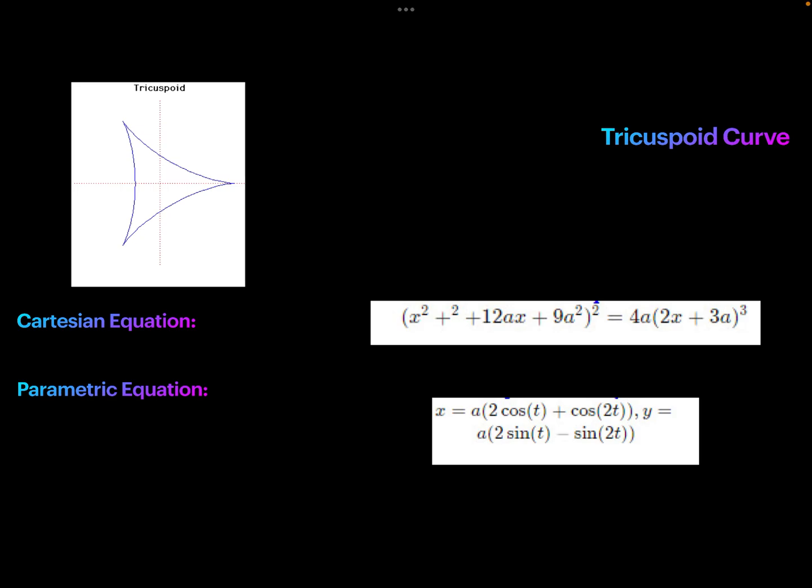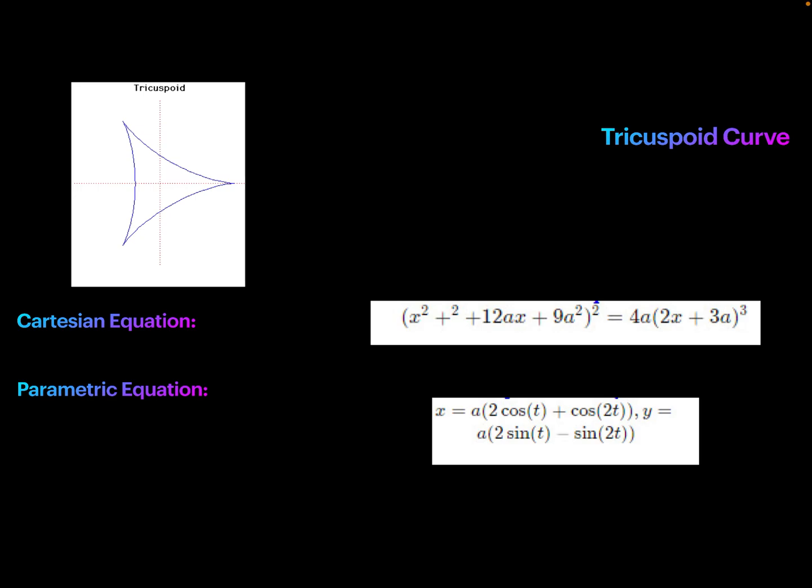The tricuspoid curve belongs to the family of curves called hypocycloid. This curve got its name because of its three cusps. The Cartesian equation is open parentheses x squared plus y squared plus 12ax plus 9a squared close parentheses squared equals 4a open parentheses 2x plus 3a close parentheses cubed.